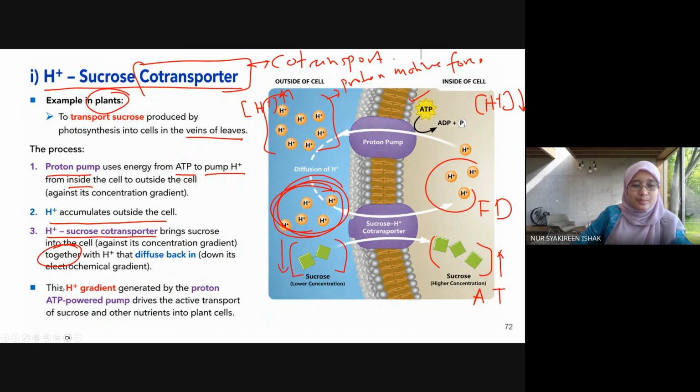This point here. This hydrogen ion gradient, high outside, generated by the proton pump, the ATP powered pump, drives the active transport of sucrose and other nutrients into the plant cell. That's why I said earlier dual energy. One from ATP, one from the proton gradient. Okay, dual energy. One from ATP, one from the proton gradient.